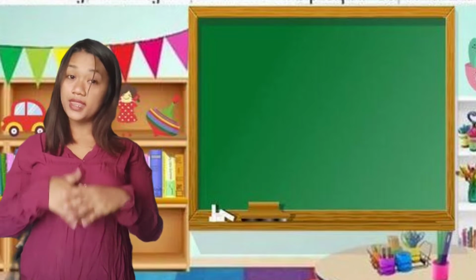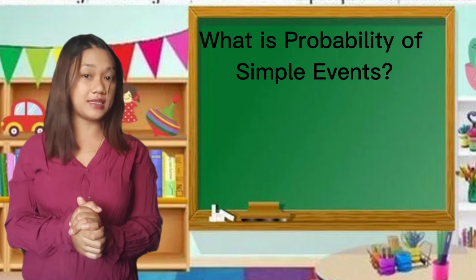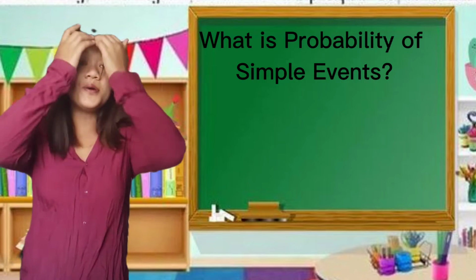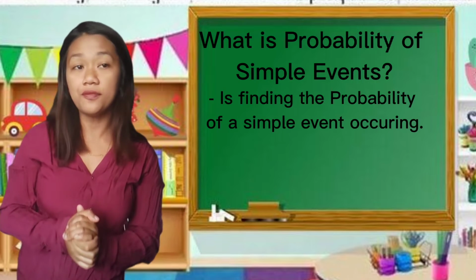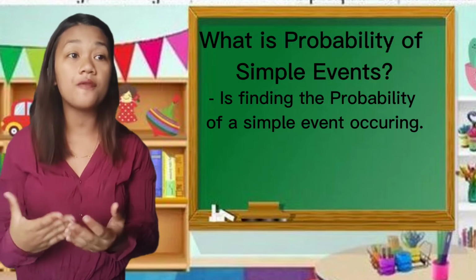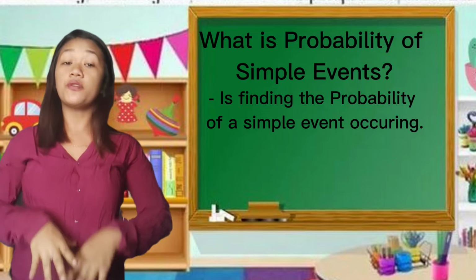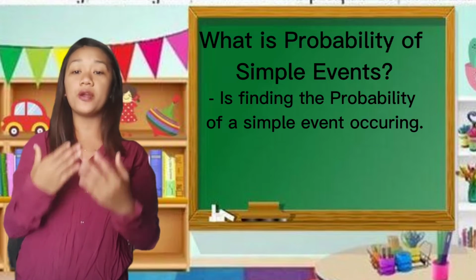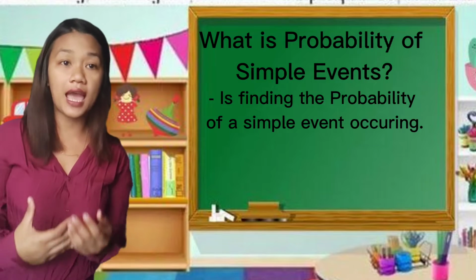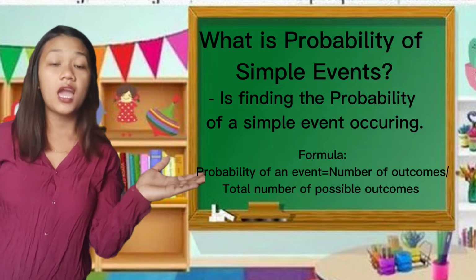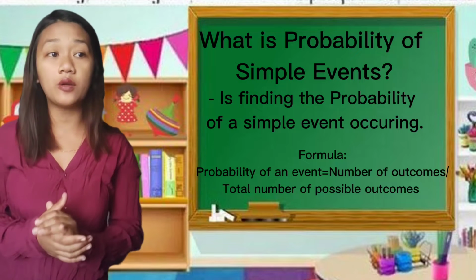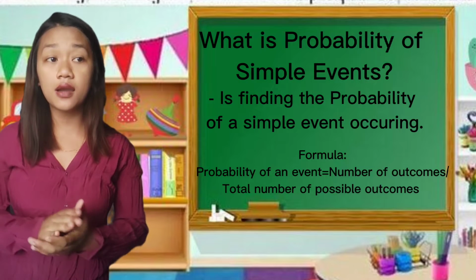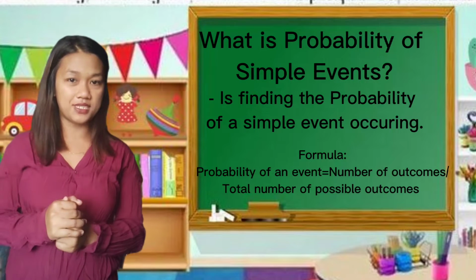So today, we will learn how to find the probability of simple events. But before that, what is the probability of simple events? Any idea from the class? Okay, the probability of simple events is finding the probability of a simple event occurring. When finding it, we will use the formula: probability of a simple event is equal to the number of outcomes where the event occurs over the total number of possible outcomes.